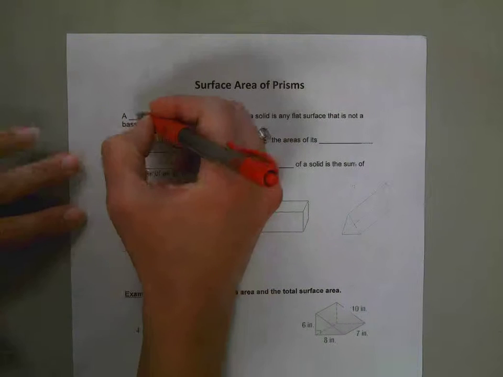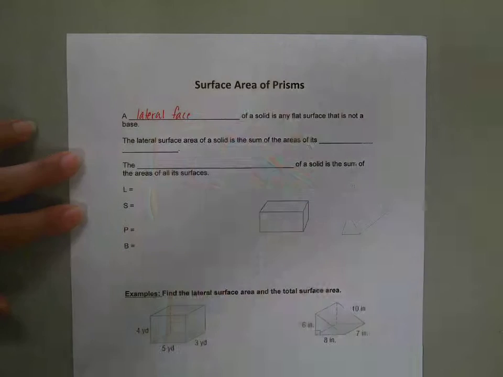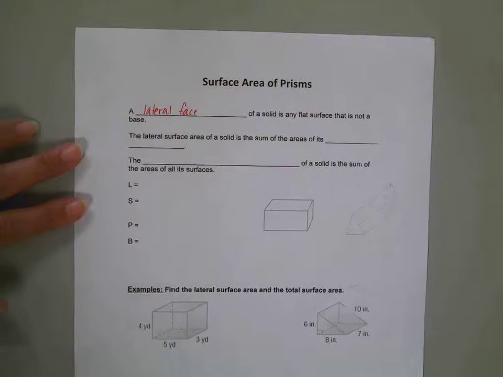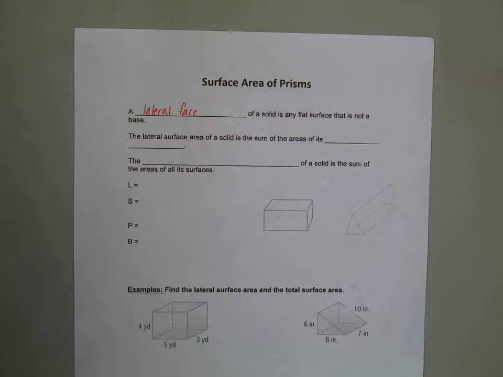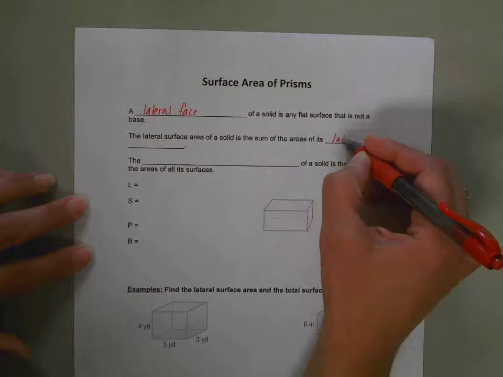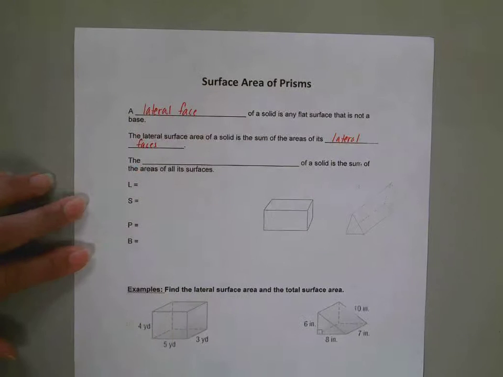So a lateral face of a solid is any flat surface that is not a base. The lateral surface area of a solid is the sum of the areas of its lateral faces. And I'll show you what these look like in just a second.